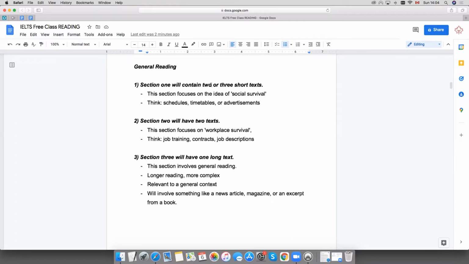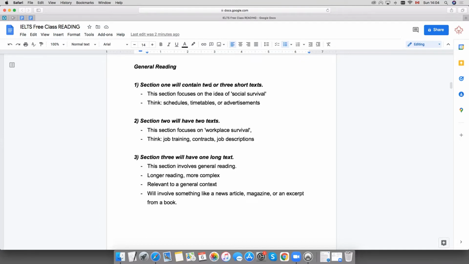Section 1 is going to have 2 or 3 short texts. We should be thinking about schedules, timetables, advertisements. We talked about survival level English. Section 1 is social survival. So being able to survive in your town or your city and be relatively successful.